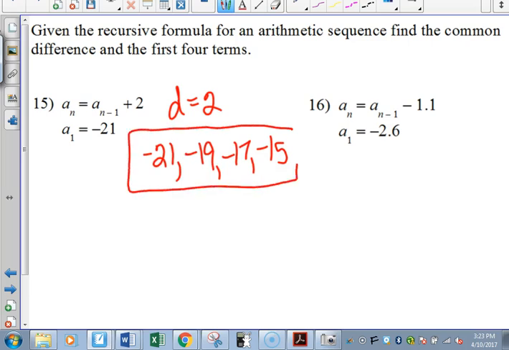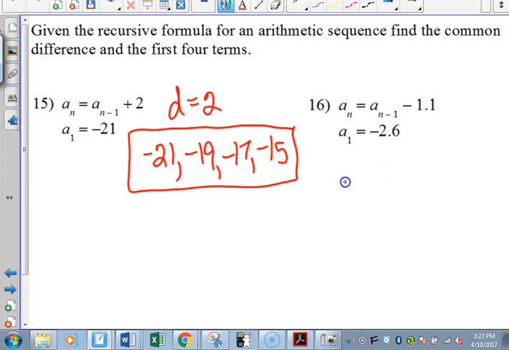By the way, guys, I will give you a question like this on the quiz, and someone will write 5 terms, and I'm going to take off. You have to know that the first term counts as negative 21. Do you understand what I'm saying? When it says write 4 terms, I need you to stop at negative 15 because I need you to tell me you understand that the first term counts as term number 1. Yes. So do this next one.